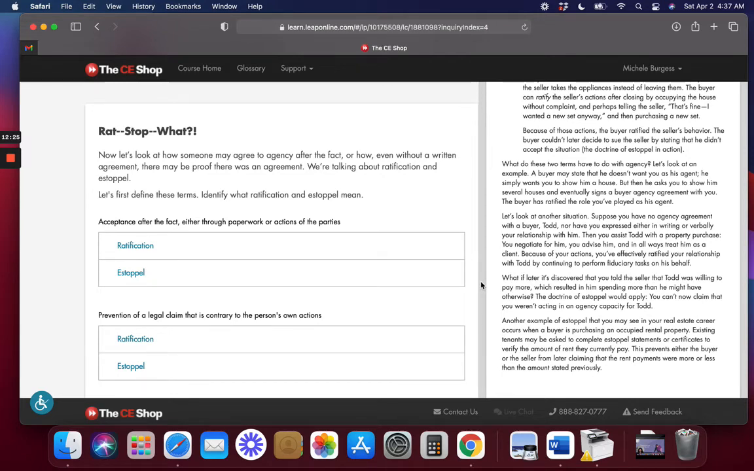Okay, so what if later it's discovered that you told the seller that Todd was willing to pay more, which resulted in him spending more than he might have otherwise?